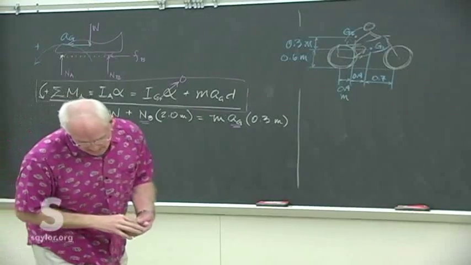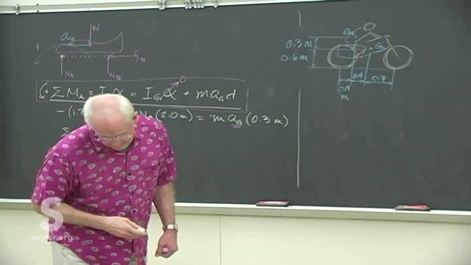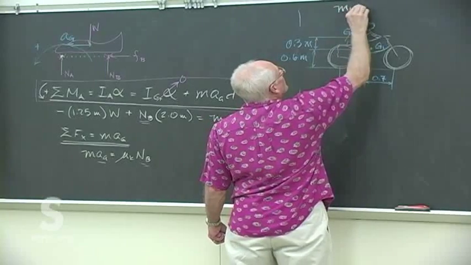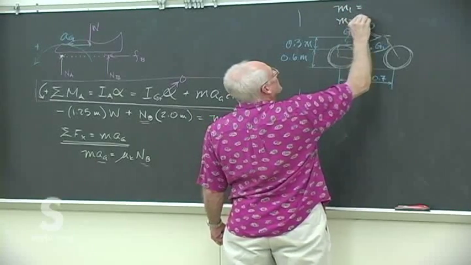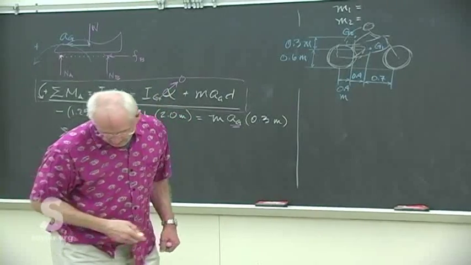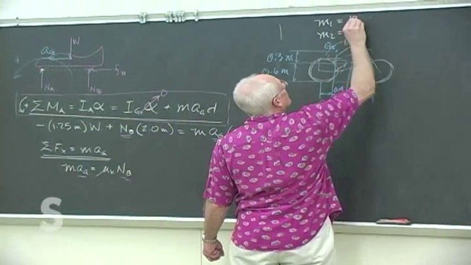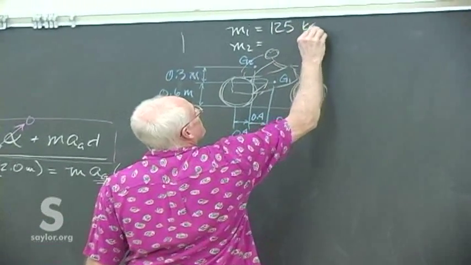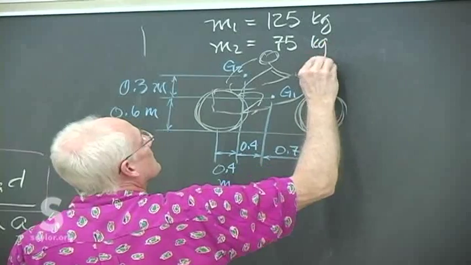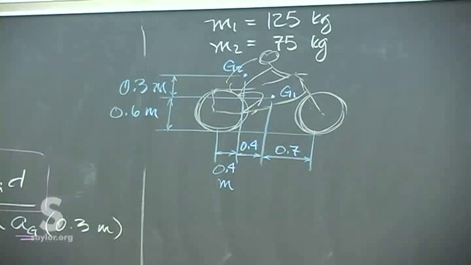So what are the two pieces? We need the mass. All right, so we have M1 and M2, where one is the bike, two is the rider. 125 and 75. Bike is 125 kilograms. The rider is 75 kilograms.